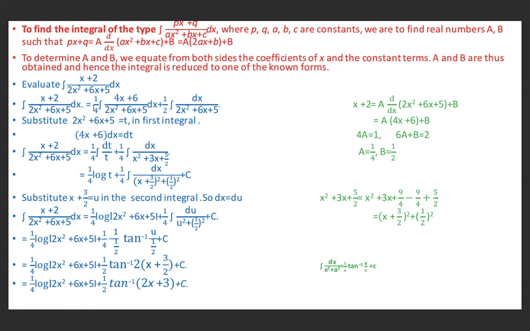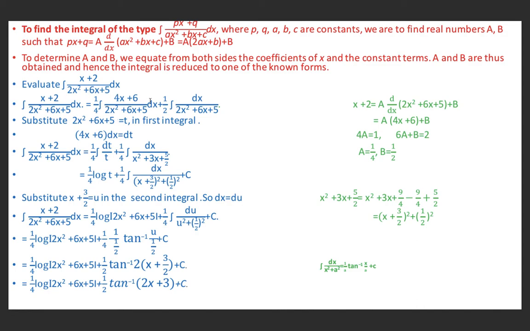and using the properties of definite integral we can express this integral as an integral of two terms. So it is 1 upon 4 because a is 1 upon 4, 4x plus 6 upon 2x square plus 6x plus 5 dx, plus 1 upon 2, because b is 1 upon 2, dx upon 2x square plus 6x plus 5.